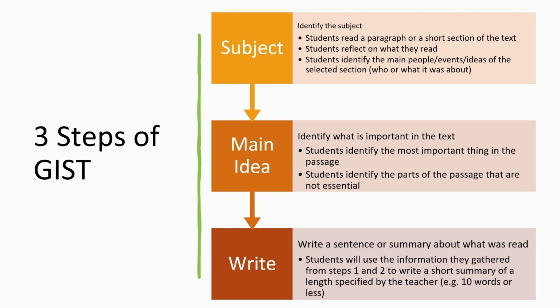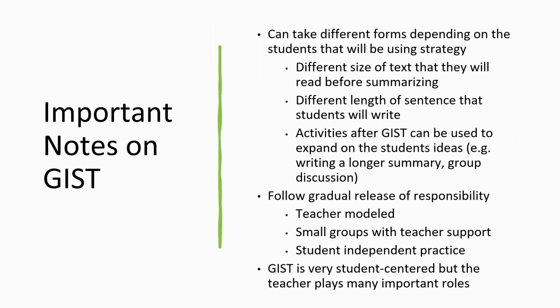The last step, students will be given a certain amount of words that they can use to write their summary. This amount of words will be decided by the teacher. It can be something like 10 words, 20 words, or for older students, they can do a longer summary like 50 words.